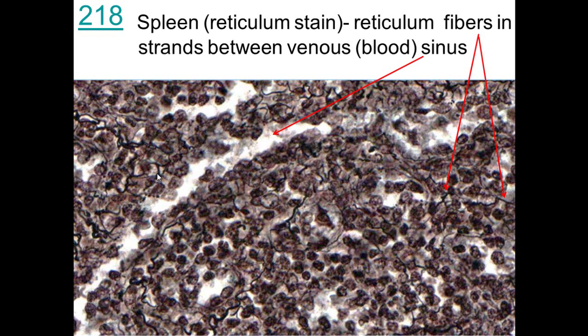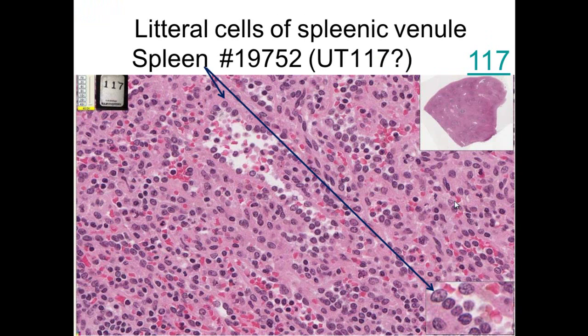And here we see the splenic sinuses in through there, the Billroth strands, this is the Billroth strands in here, and you see the reticular fibers. So again, we can see the strands. So you have two things, you have sinuses and you have strands. And these are Billroth strands or splenic strands that we can see.